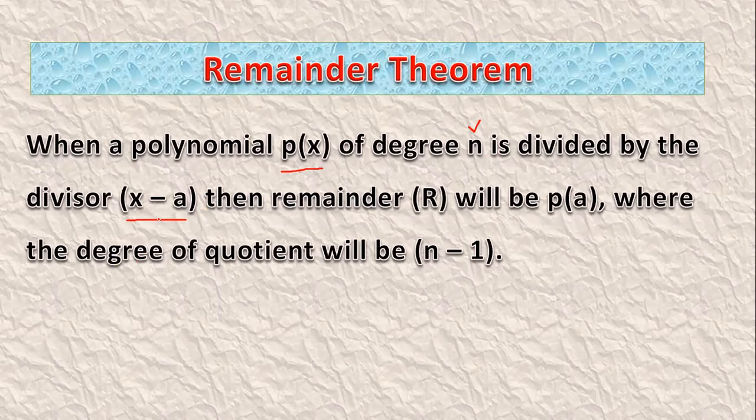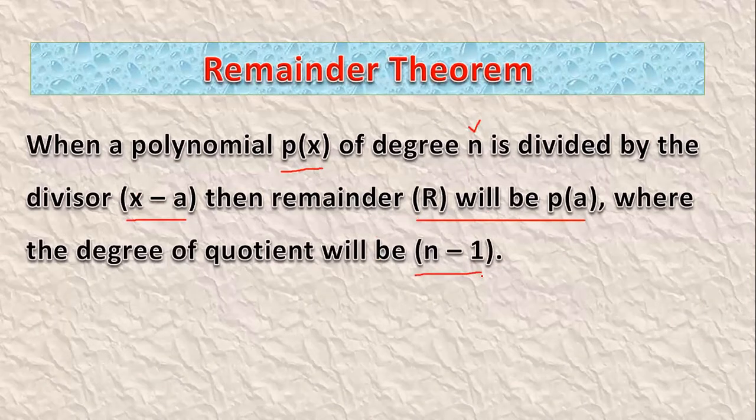So if the polynomial p(x) having degree n is divided by a divisor of degree 1, then a remainder can be obtained by r equals p(a), where a is any constant term. And as we can see here, when a polynomial of degree n is divided by a divisor of degree 1, then obviously the degree of the quotient will be 1 less than that of the polynomial. That means the degree of the quotient will be n minus 1.